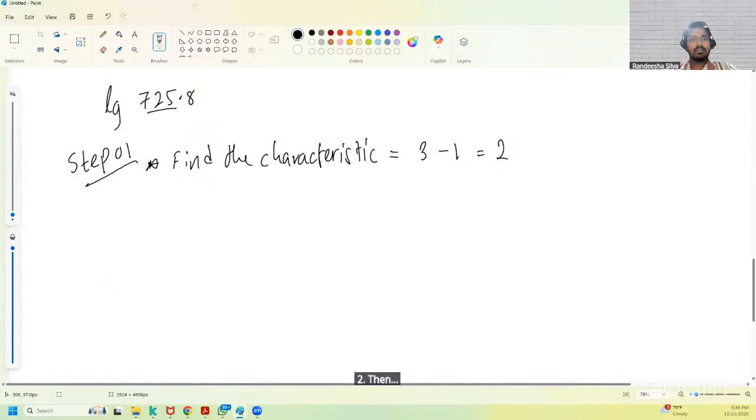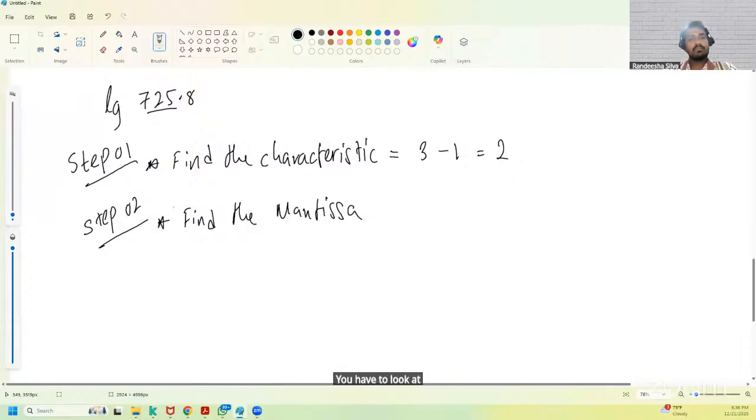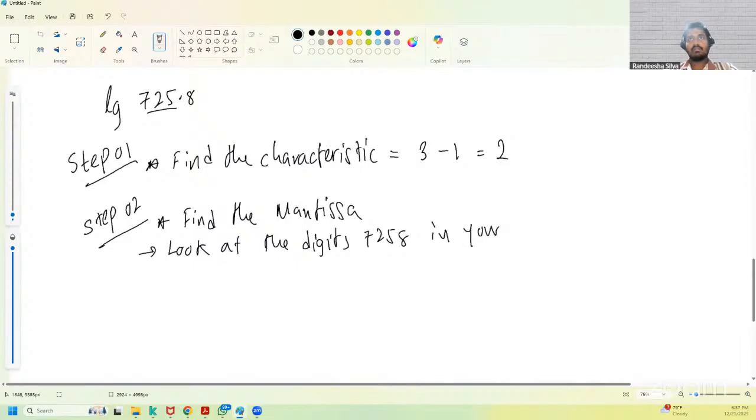Then what are we going to do? Step 2 is to find the mantissa. For that, you have to look at the digits 7 2 5 8 in your log table.